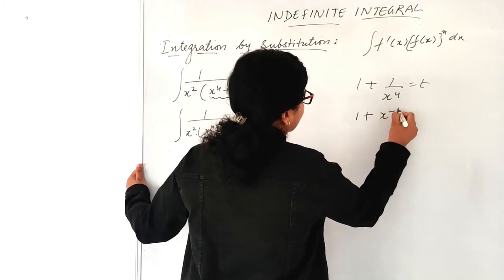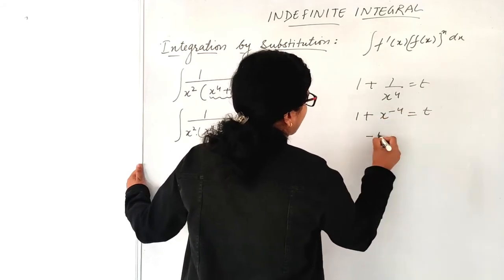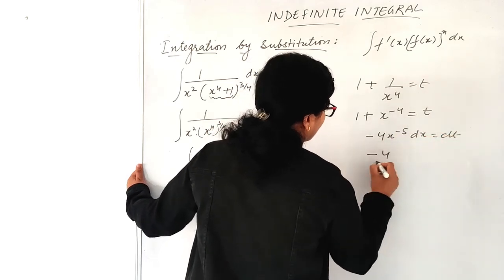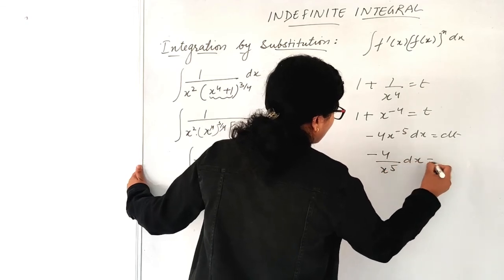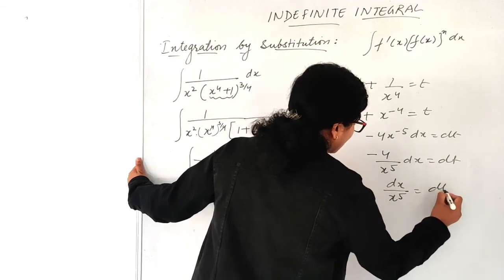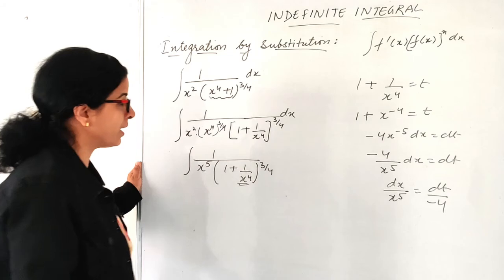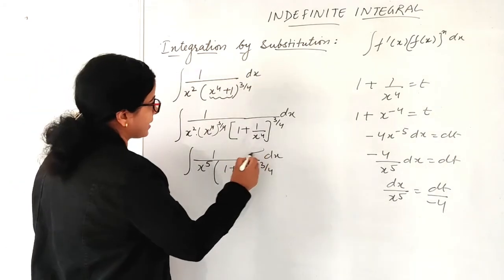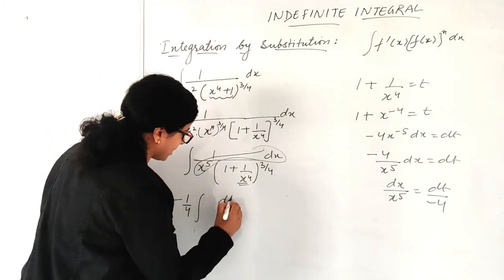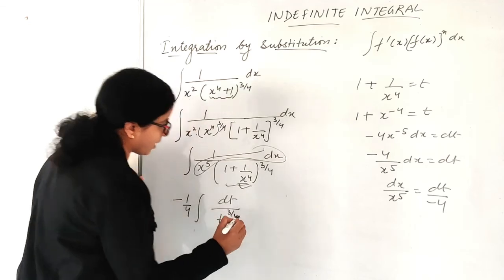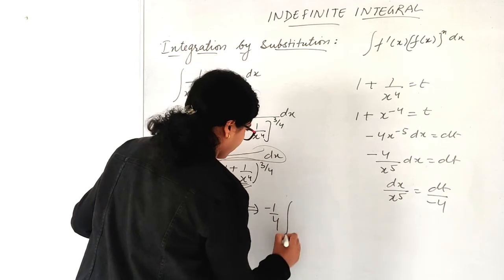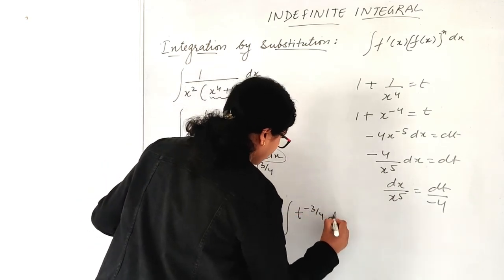So we can write this in this manner. So minus 4x to the power minus 5 dx is equal to dt. Okay, so minus 4 upon x^5 dx is equal to dt, or I can write dx upon x to the power 5 is equal to dt by minus 4. Okay, let us substitute here. dx upon x to the power 5 will become minus 1 by 4 outside, dt, and this is my t to the power 3 by 4. What you can write this as? Minus 1 by 4 integration t to the power minus 3 by 4 dt.